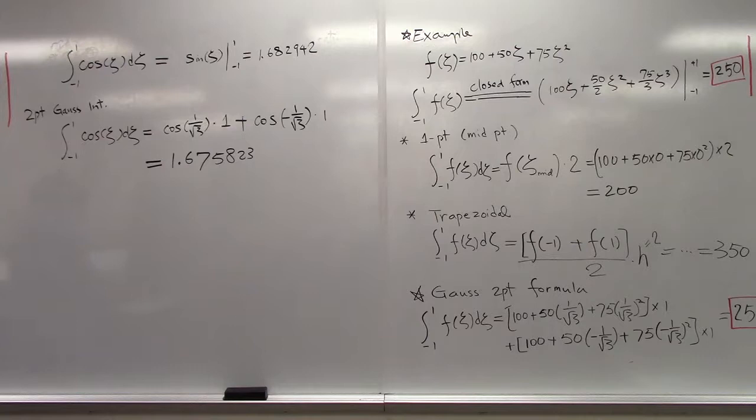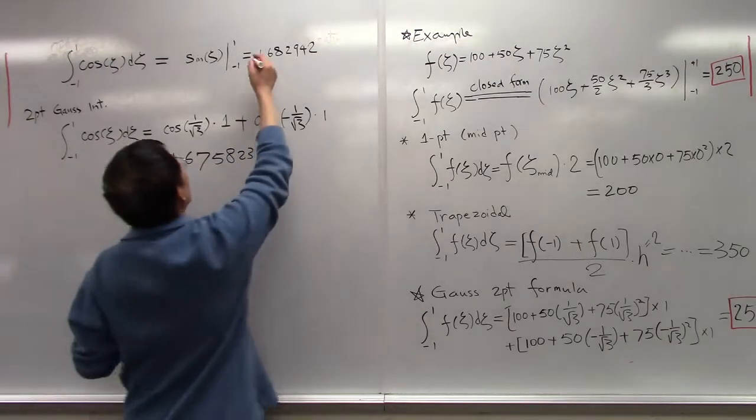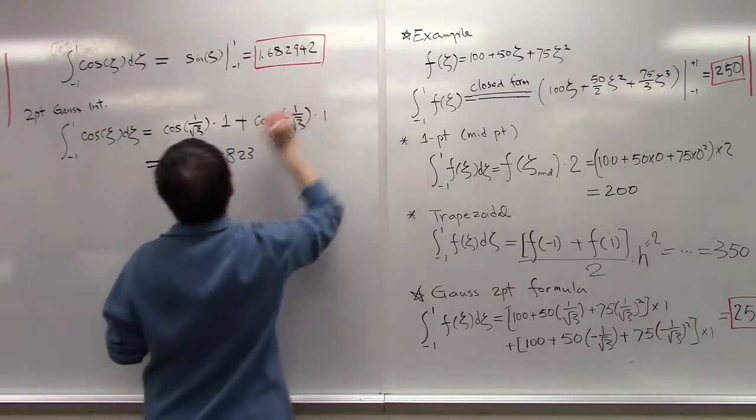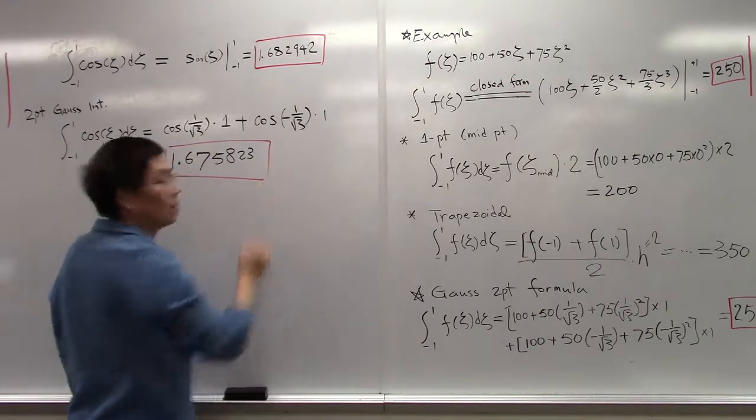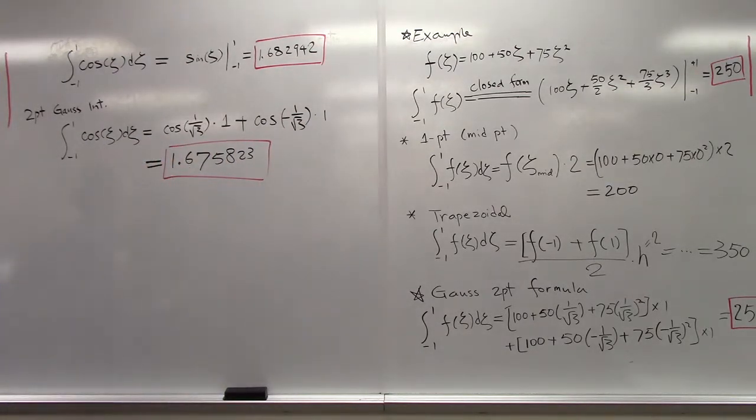Okay, now you compare this number with this number. They are different. Even though it's a very simple function like cosine theta, the Gaussian integration will not give you an accurate result in general, okay? But still, the accuracy is pretty good. It's on the third digit, which means about 1%. It's actually, we think, less than 1% difference. So, which is pretty good, okay?